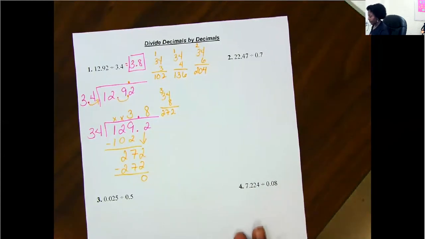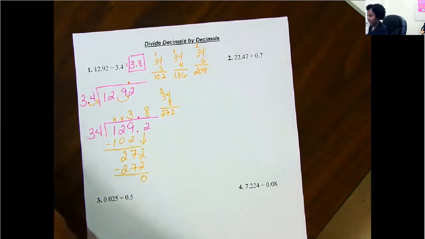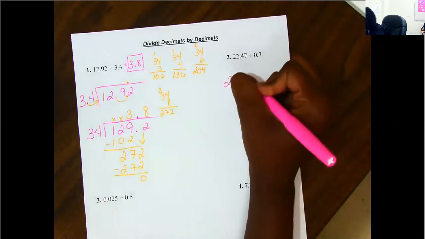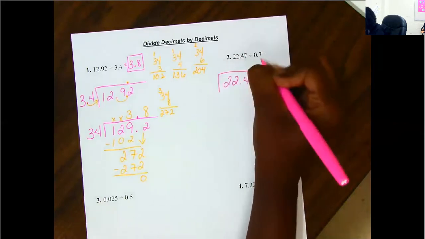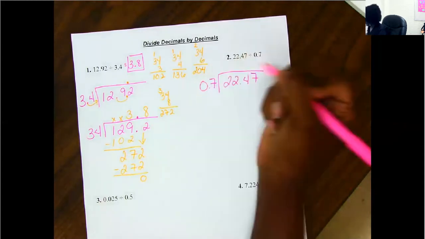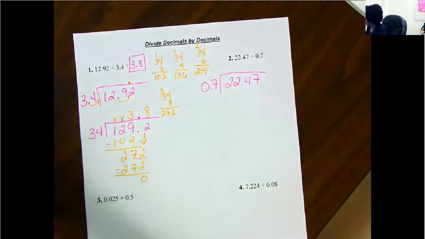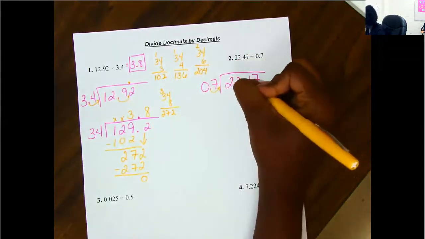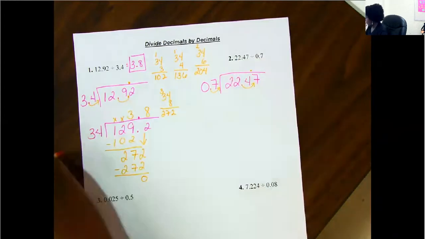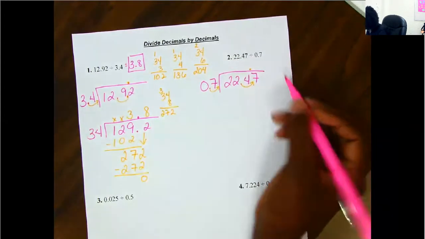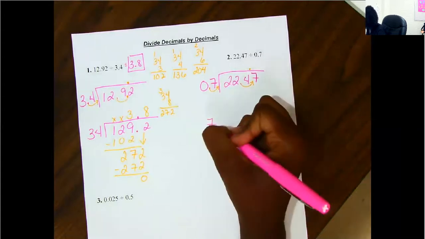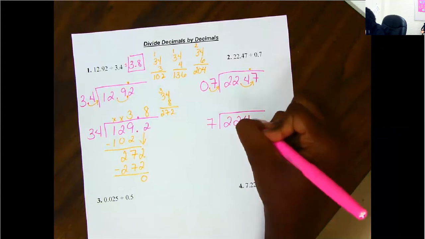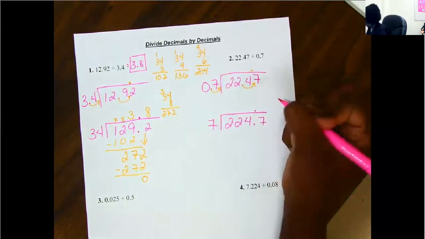All right, let's do number 2. Remember, how you say it is how you write it. So we have 22.47 divided by 0.7. Again, I can't have a decimal as my divisor, so I'm going to kick the ball to the wall and do the same thing underneath. Going to rewrite it so it looks a little bit prettier. So this is now a 7 on the outside. And on the inside, we're going to have 224.7, and make sure I bring my decimal up.